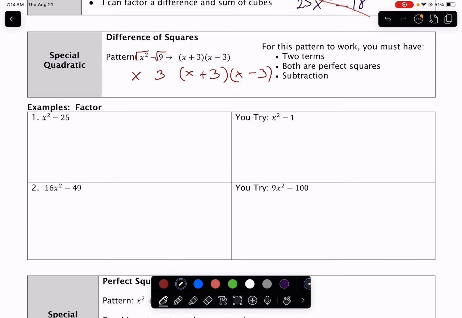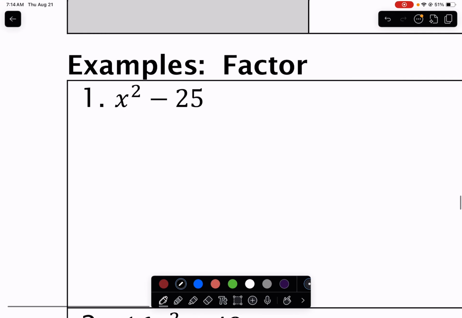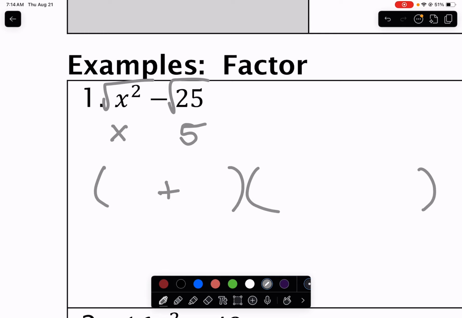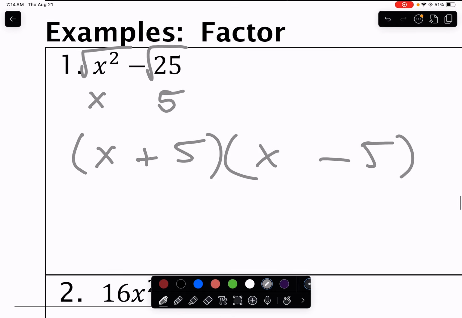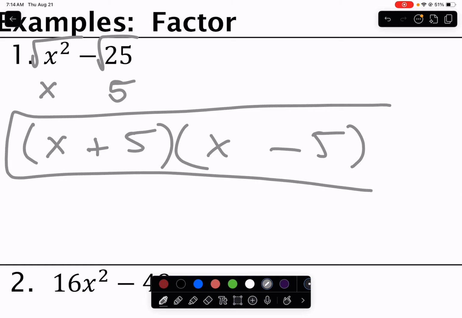So here, I've got 2 terms, I've got a minus sign. Can I square root both of these? Well, the square root of x squared is x, the square root of 25 is 5. So I'm good to go. My answer here is going to follow this plus minus pattern. I get x plus 5, x minus 5. And that is my answer here.